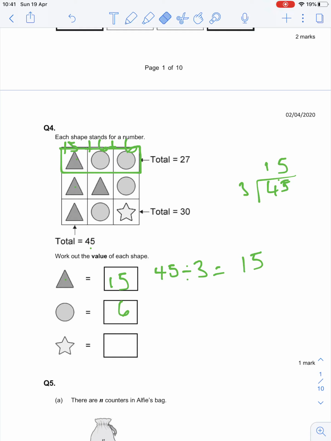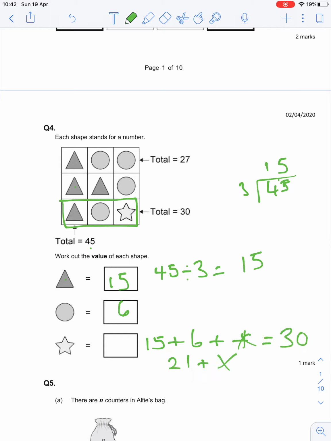And then this bottom one, which was the most tricky to start, now that we've done all the hard work, is going to be the easiest one. So I've got 15 for the triangle, add 6 for the circle, add the star, equals 30. That's 21, add the star, equals 30, so the star equals 9.